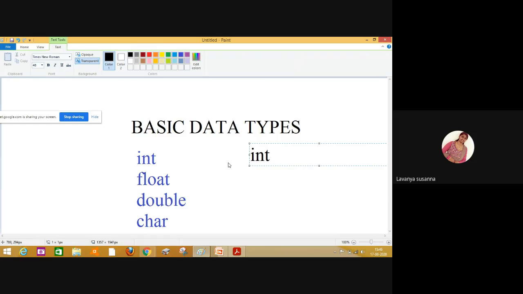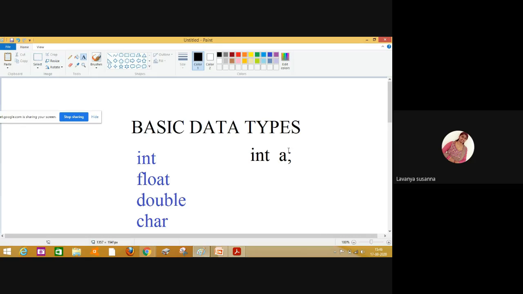Int space a. What is this int space a? It declares a variable. How will you declare a variable? See, this is a variable, right? A is a variable. You declare a variable with a data type, then a space, then the variable name. What is this statement telling? This statement tells the compiler that a is a variable of type integer.